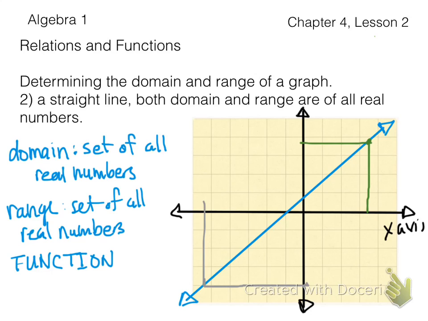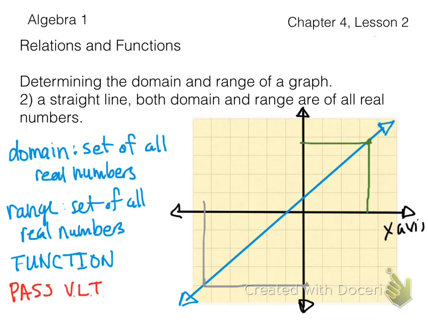Okay, and this is a function because if I pass the vertical line test, all the x coordinates are going to have only one y relation, one y that goes with it, one assigned y. And so it does pass the vertical line test, awesome.